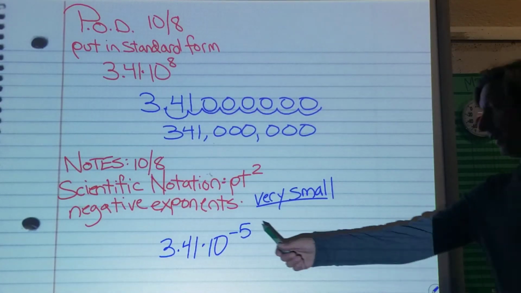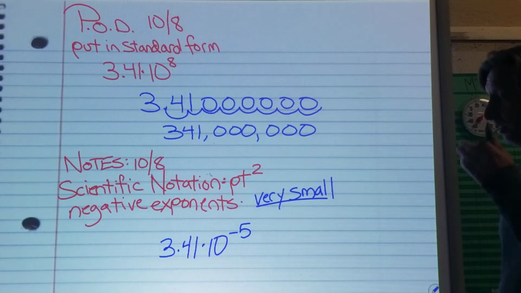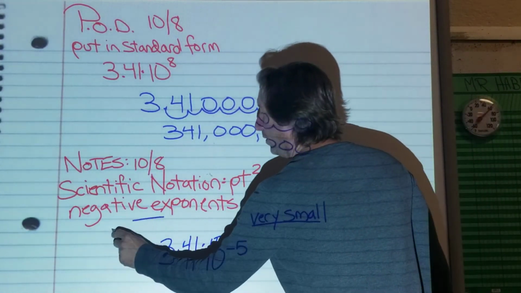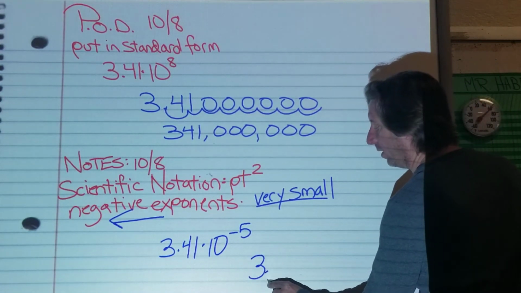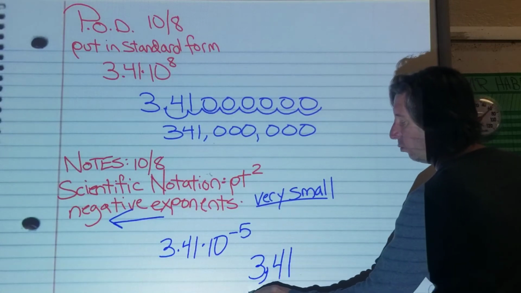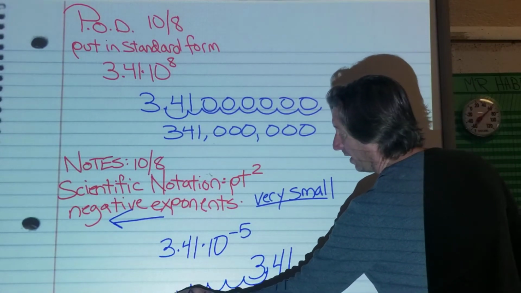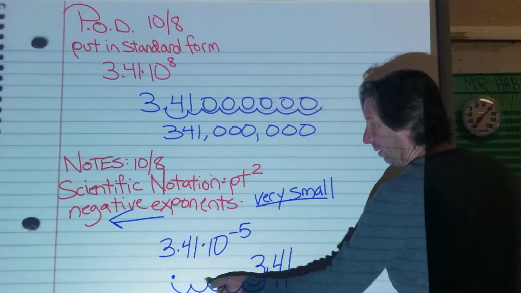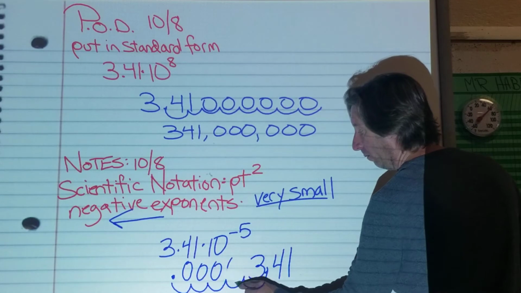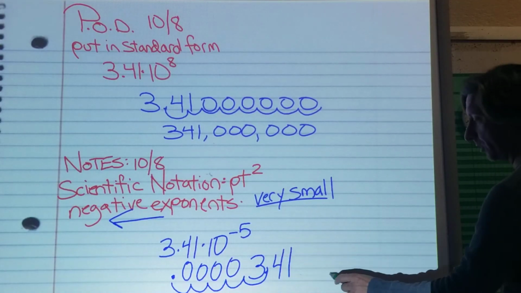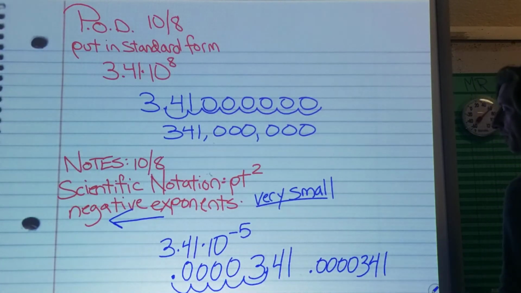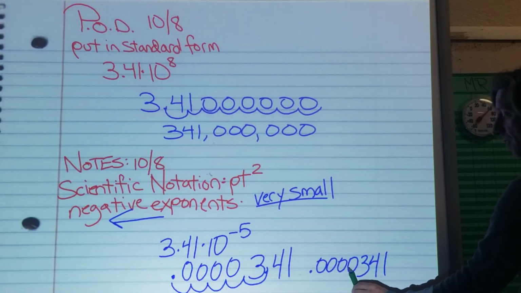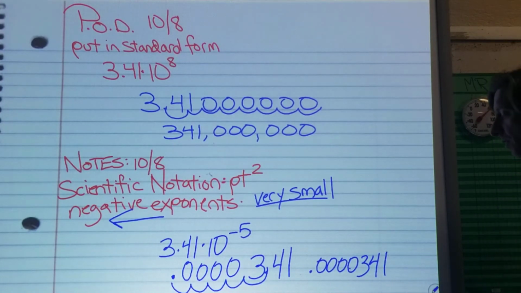So all we do when you have a negative exponent is instead of moving the decimal point to the right, you're going to move your point to the left. All right? So still very easy stuff. So 3.41. My point to the left, 1, 2, 3, 4, 5. So my point is right here. And I'm going to put some zeros in. So I have 4 zeros. 0.0000341. So tenths, hundredths, thousandths, 10,000ths, 100,000ths, millionths, 10 millionths. So this is 341 10 millionths.